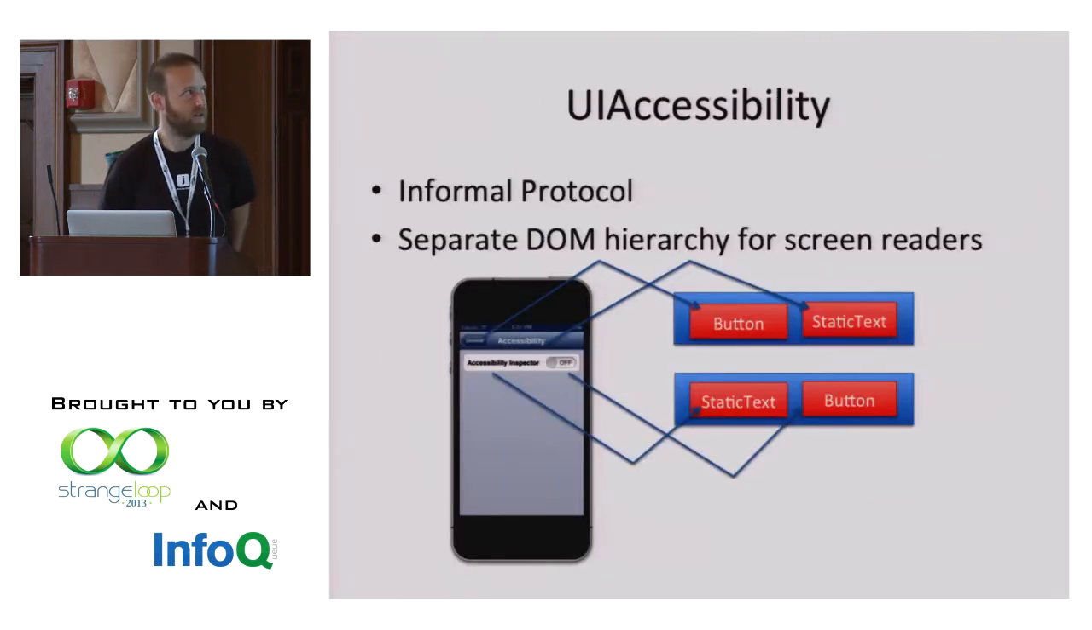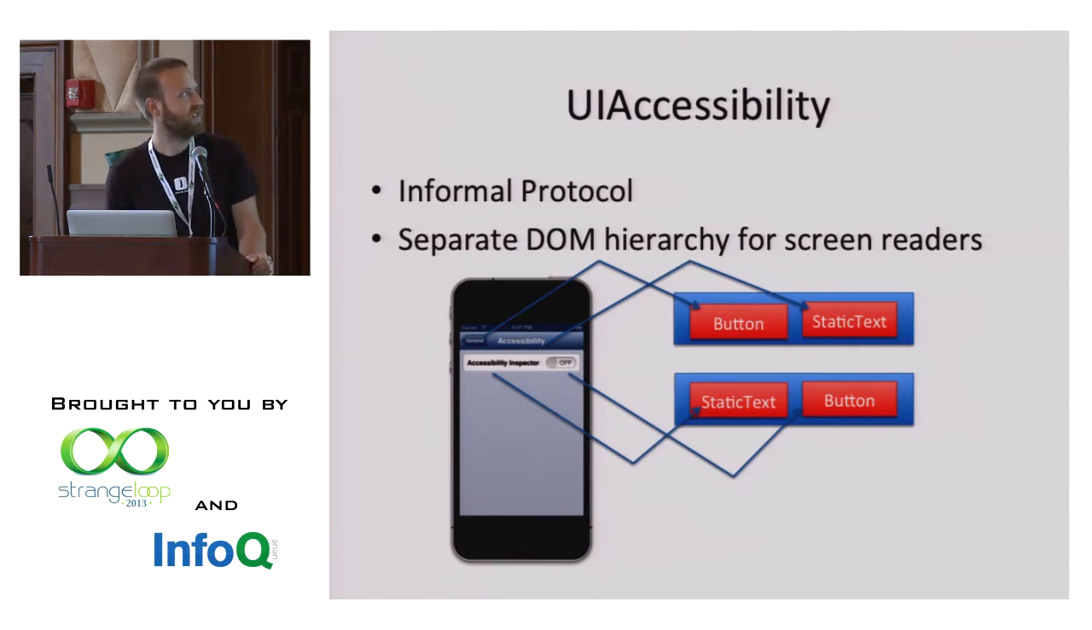On the iPhone, accessibility falls under the UIAccessibility series of functions. That's in UIAccessibility.h. It's an informal protocol and basically builds a separate DOM hierarchy for your UIView DOM that is accessible to screen readers. Essentially the screen reader introspects your DOM and presents that to the user. For our cases, and what we're dealing with most of this talk, we're going to be dealing with audio feedback for visually impaired users.